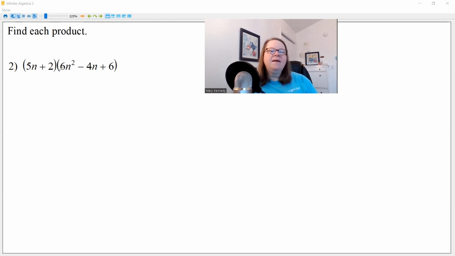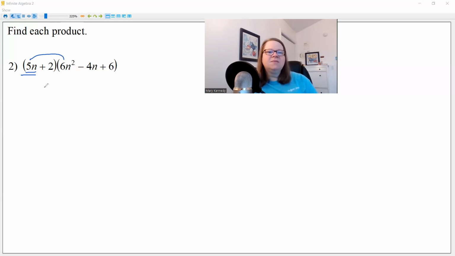So, okay. Couple of ways to do this. You may have seen a window or a box method for doing this, and that works great. And I have another video where I actually do use that window box method if you want to see that. But usually I just use the distributive property. So first things first, I'm going to distribute 5n times everything in the other parentheses.